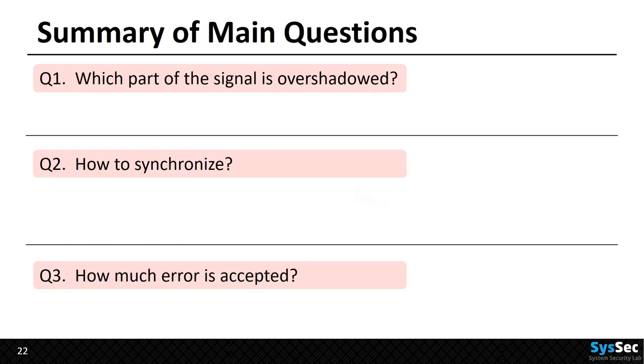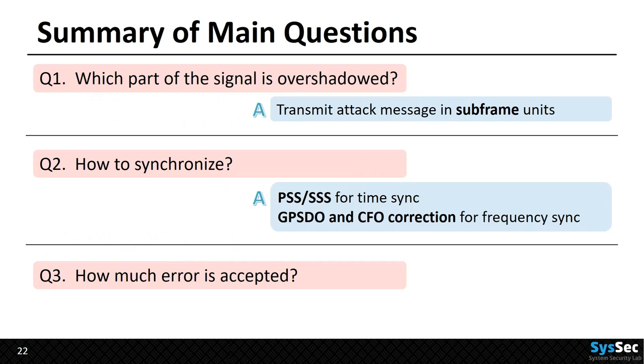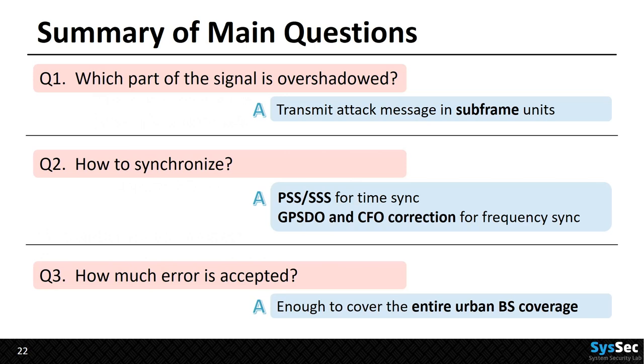Here's the summary of the main questions and answers. We overshadow subframe units using PSS-SSS for time synchronization and using GPSDO and CFO correction for frequency synchronization. Finally, COTS UE is generous enough to cover the entire range of the urban base station. In short, an attacker located within range of the base station can overshadow broadcast messages to any victim within the base station coverage.